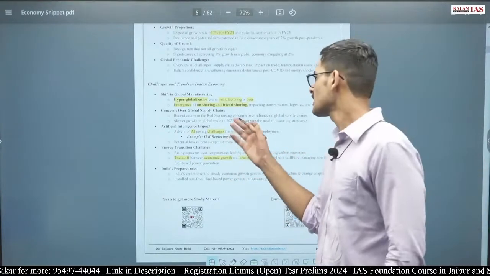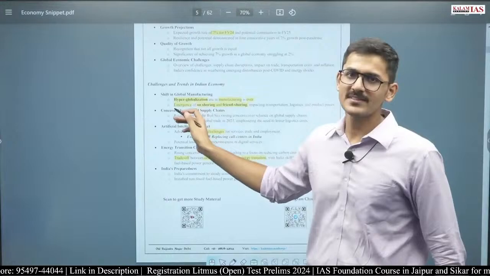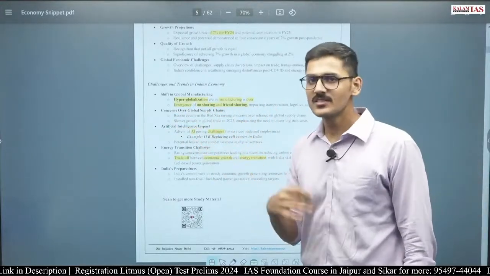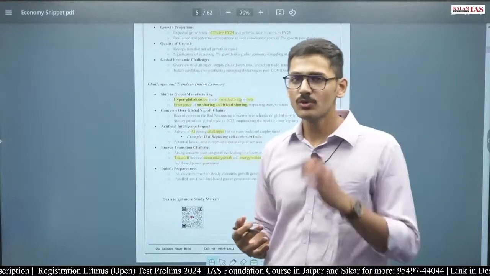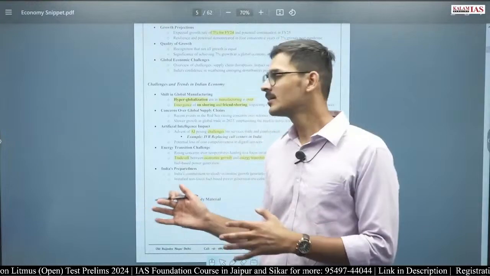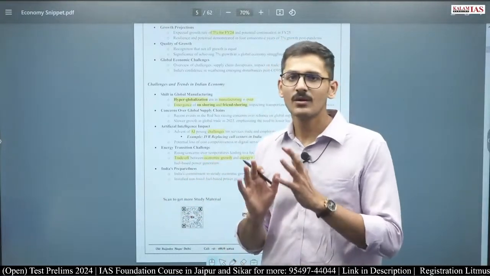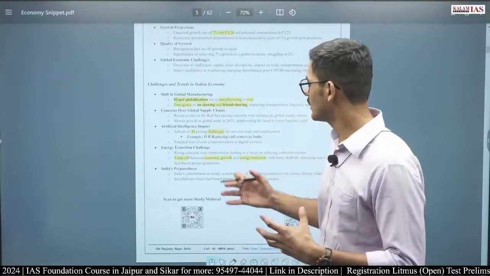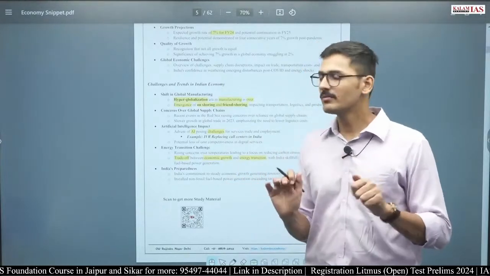and the prices. So what do you mean by hyper-globalization? What do you mean by onshoring? And what do you mean by friendshoring? This is how we actually read any government document. We do not ratify or mug up any of the data that is given there. We just understand whatever the government is trying to say, and ask whether we are able to comprehend it. If we are able to comprehend it, then we are good to go.